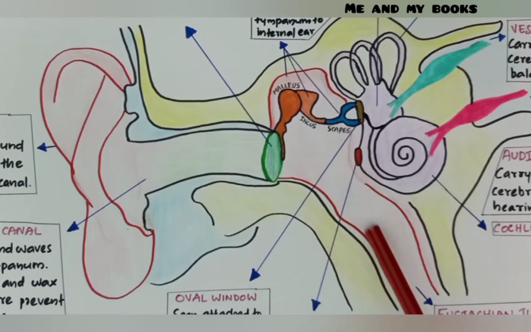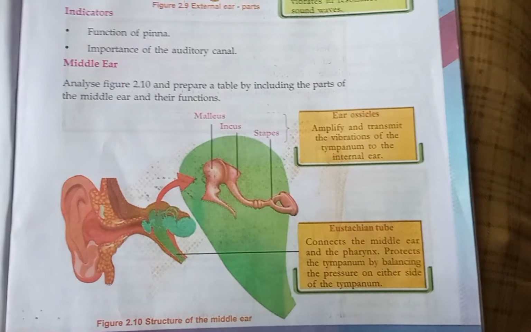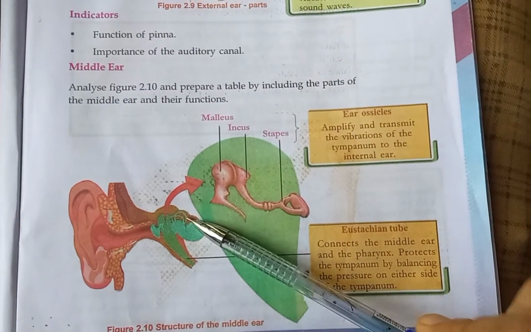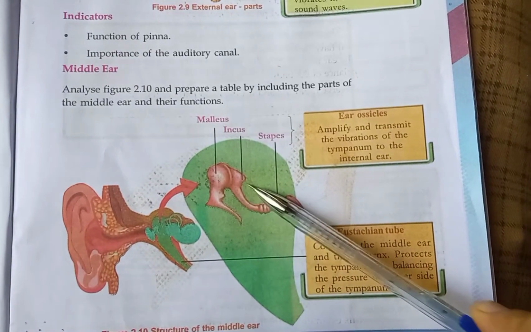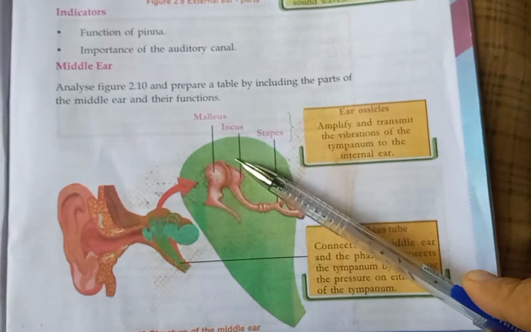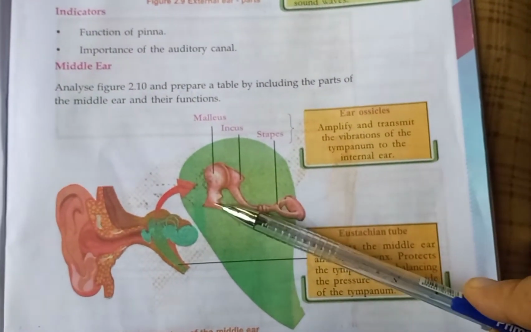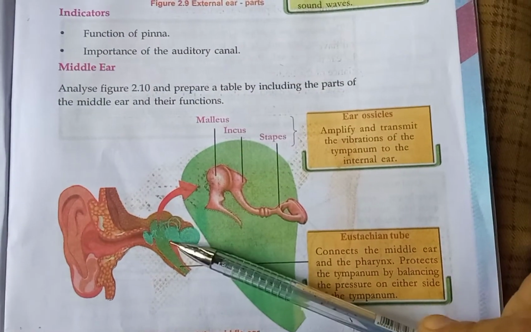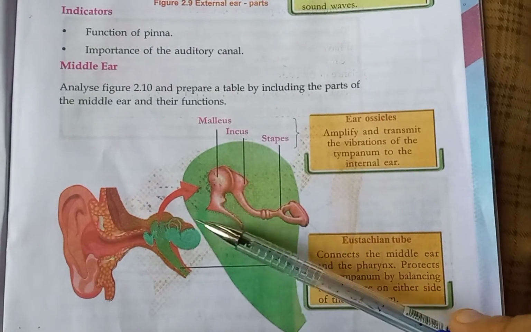Okay, this is the middle ear. Next I am going to explain the middle ear. In the middle ear, the main parts are three bones, the three ossicles: malleus, incus, stapes. These three are connected to each other. One more part is there, known as the extension tube. Each one's function I will explain.